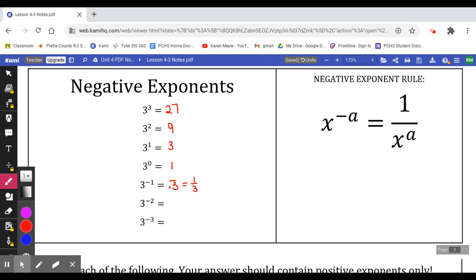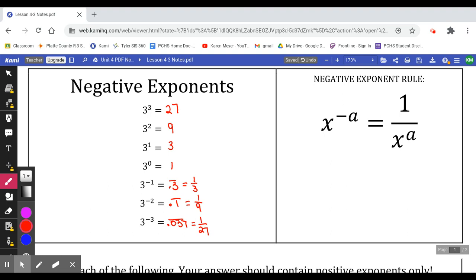If you took 3 and raised it to the negative second, you would get 0.1 repeating. And then if you convert that over, second PRB, you get 1/9. And the last one, if you take 3 raised to the negative third, you will get 0.037 repeating. And if you convert that over, you get 1/27.